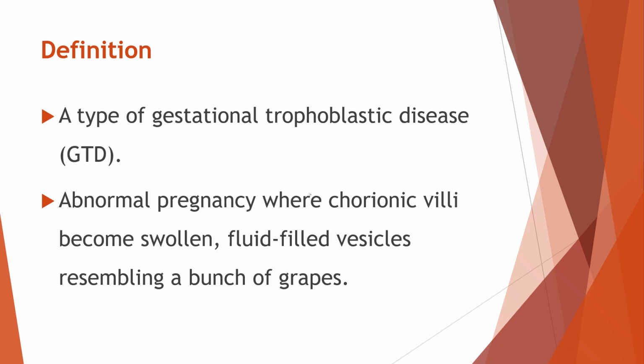It is a type of gestational trophoblastic disease, which means it arises from abnormal growth of the trophoblastic tissue that normally forms the placenta. In this condition, the pregnancy does not develop normally. Instead, the chorionic villi, which should support the growing fetus, become swollen and filled with fluid. These swollen villi cluster together and form structures that look like a bunch of grapes. This makes the pregnancy non-viable and requires medical management.